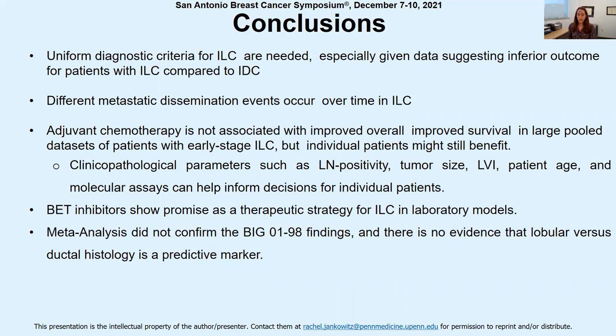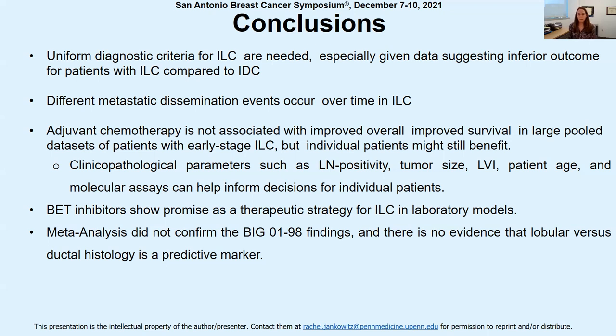Meta-analysis showed that adjuvant chemotherapy was not associated with improved overall survival for patients with early stage hormone receptor positive ILC, but it's still important to try to consider potential chemotherapy benefit in patient subsets. Clinical pathological parameters and molecular assays can help inform decisions about chemotherapy for individual patients.